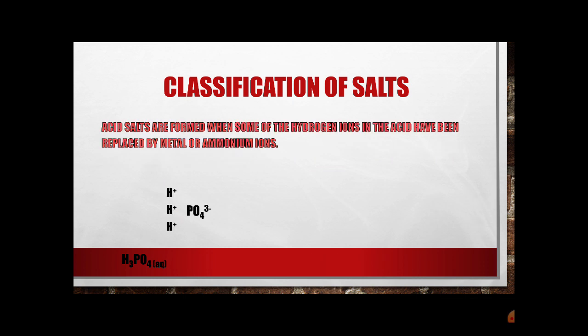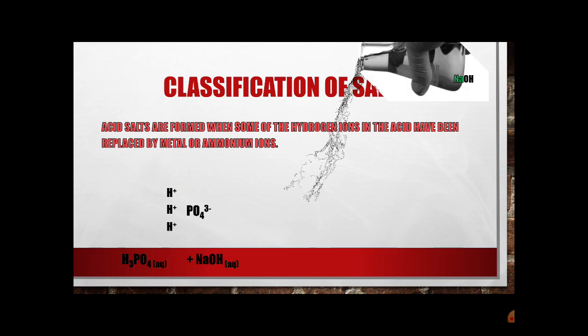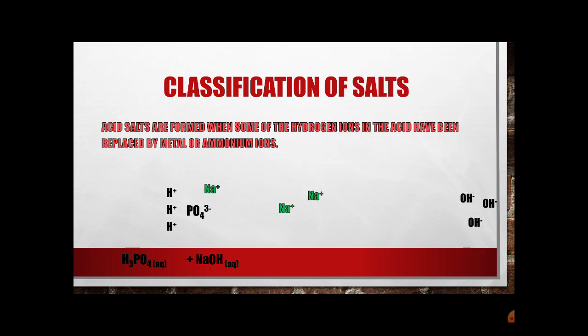Acid salts are formed when only some of the protons are replaced. This means some hydrogen ions will remain. This is again phosphoric acid, which has 3 protons. When it reacts with sodium hydroxide, if only 1 proton is replaced, the formula would be NaH2PO4.